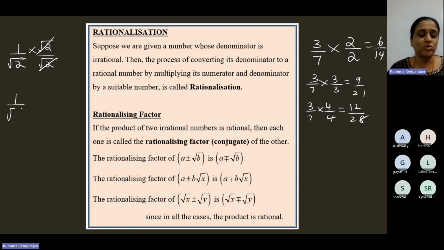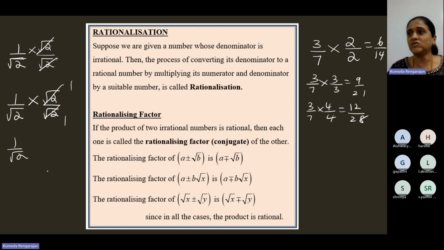You're given the number 1 by root 2. The denominator is irrational. You want to rationalize the denominator, to make the irrational denominator look rational. And the procedure is you multiply the numerator and denominator by root 2. Now, why root 2? I have not explained. I'm just showing you the procedure. I'll tell you that later. By doing so, you are not changing the value of 1 by root 2, because the net effect is you're multiplying by 1.